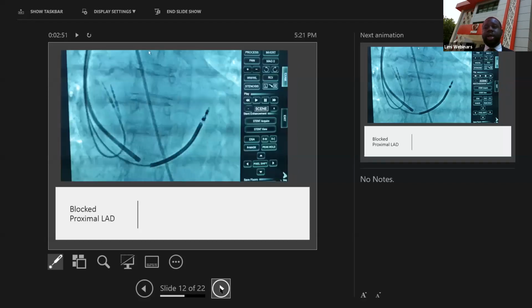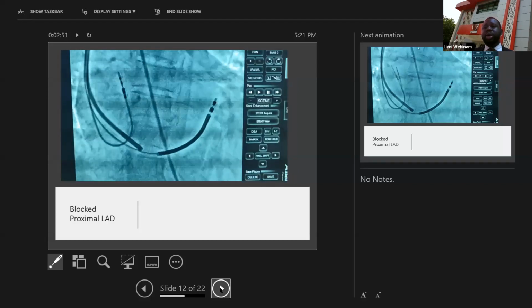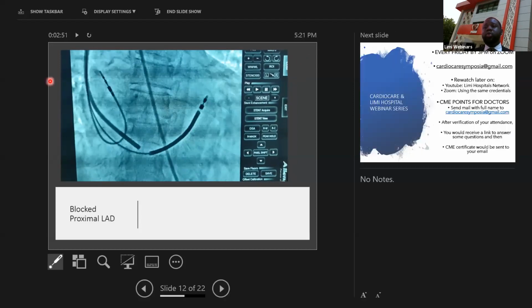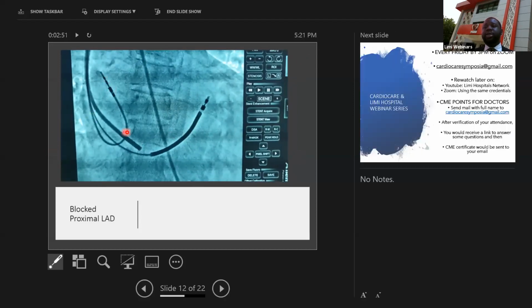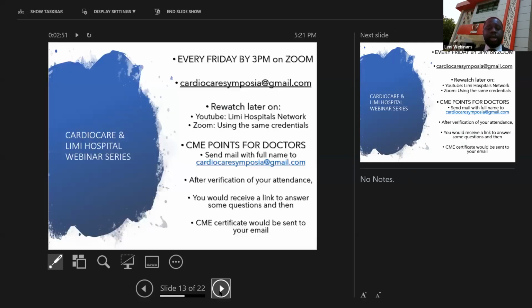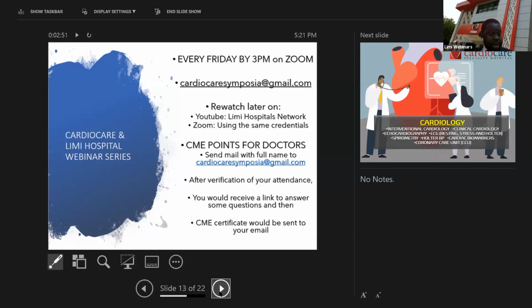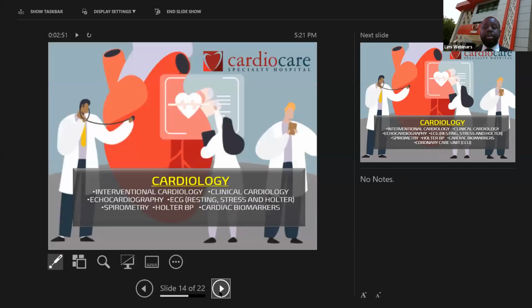So this is now an unblocked LAD, and this is how we put in devices. These are two leads for a device, and we're about to put the third lead for a CRT device that is needed.